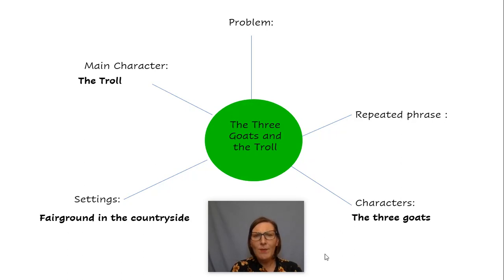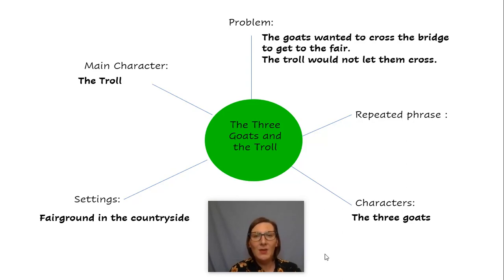Can you remember what the problem was? Let's see if we have the same answer. And the problem was that the goats wanted to cross the bridge to get to the fair, but the Troll would not let them cross.